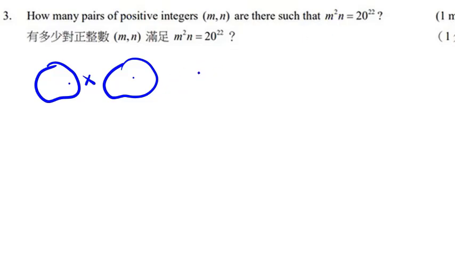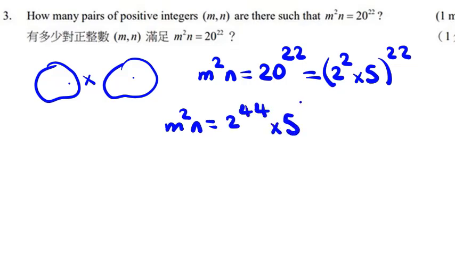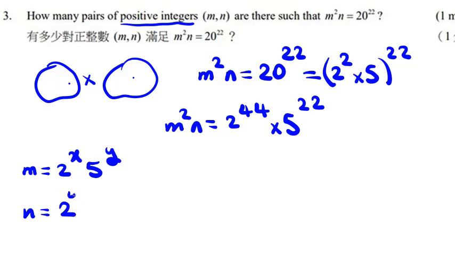So m squared n equals 20 to the power of 22. So you should prime factorize. It will be 4 times 5, 2 squared times 5, to the power of 22. So m squared times n is 2 to the power of 44 times 5 to the power of 22. Now, m and n are positive integers. M and n can only have factors 2 or 5. So suppose m is 2 to the x times 5 to the power of y, and n equals 2 to the w times 5 to the power of t. Now here, m squared times n is what?